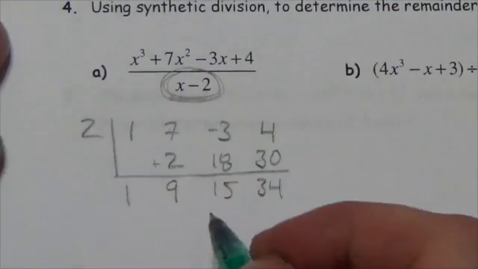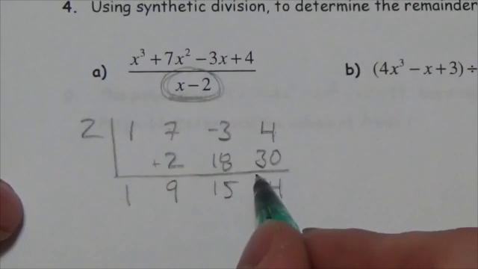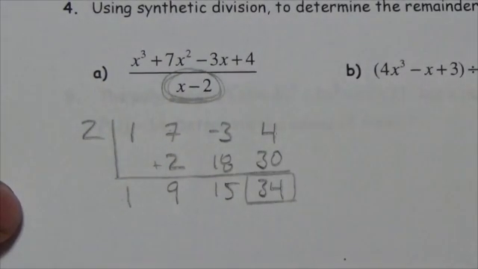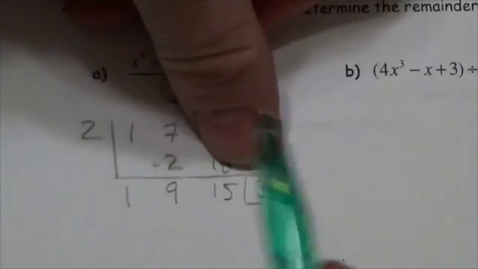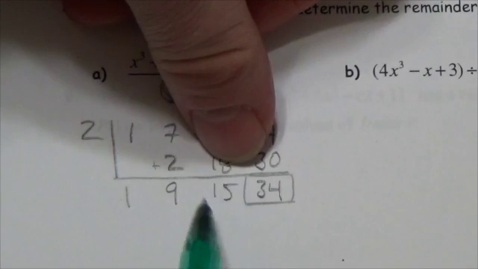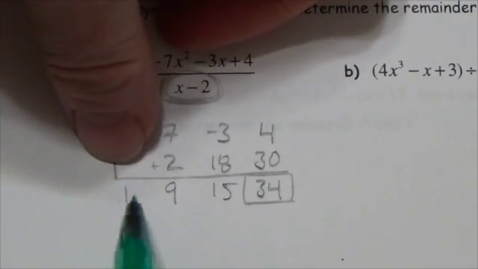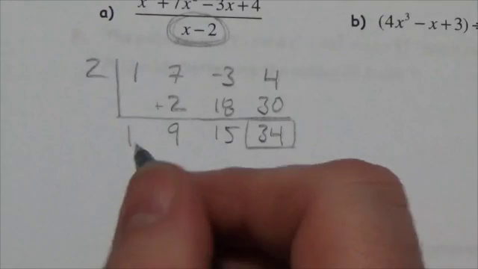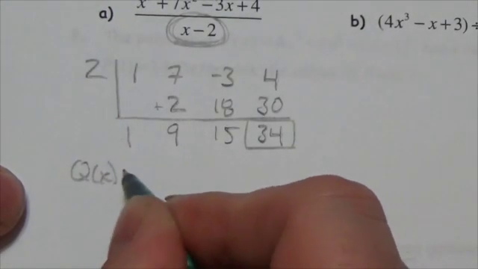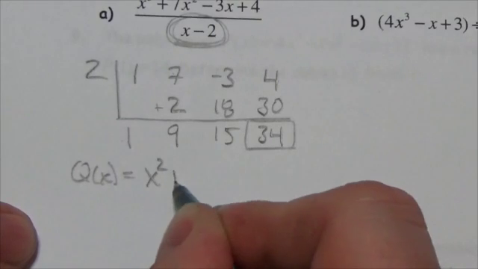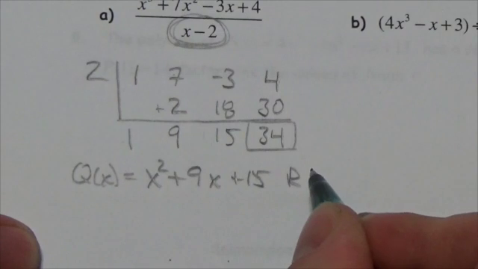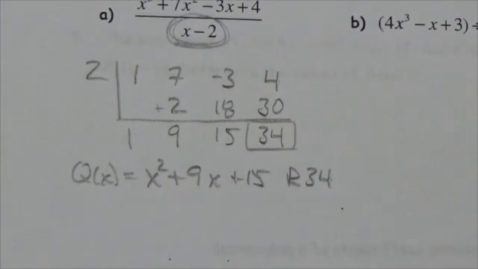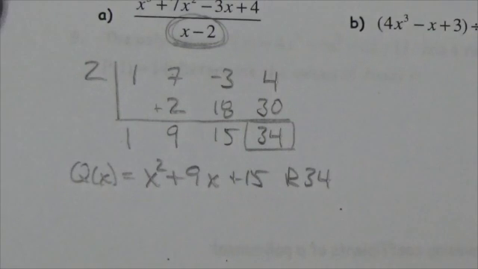Now, there we go. This right here is my remainder, and this is my constant term. And then if you think this through going backwards here, constant, linear, quadratic. So the answer here, my quotient, if you will, is going to be 1x squared plus 9x plus 15, and then there's a remainder of 34. Okay, now that's one way of handling this.